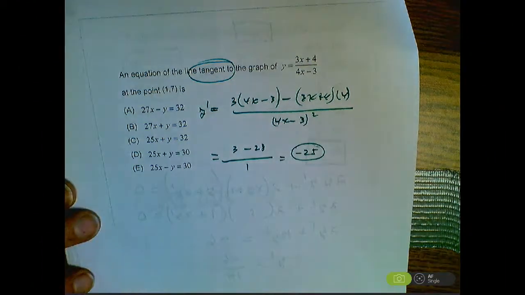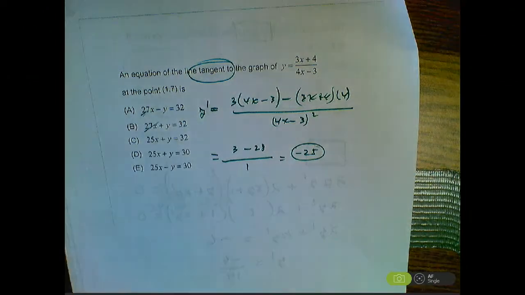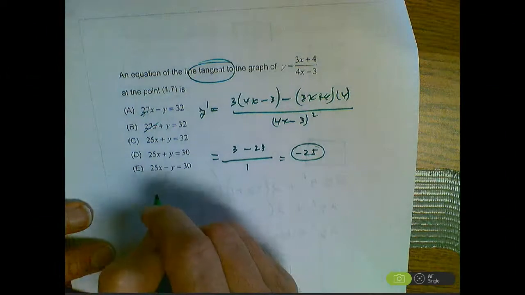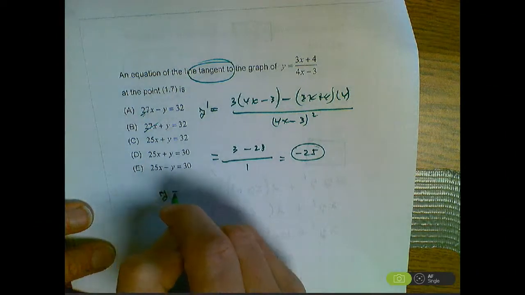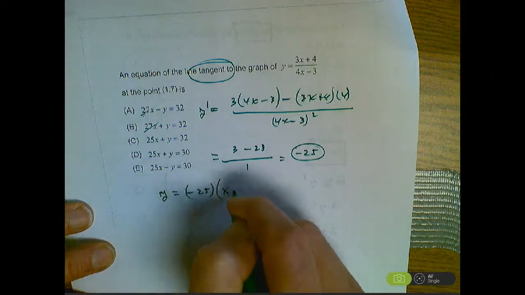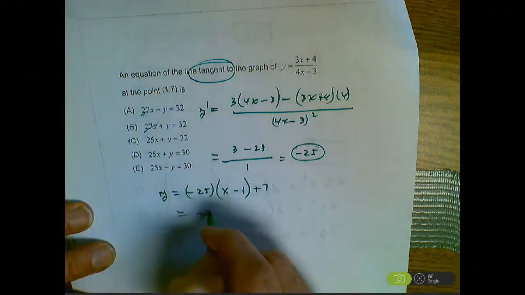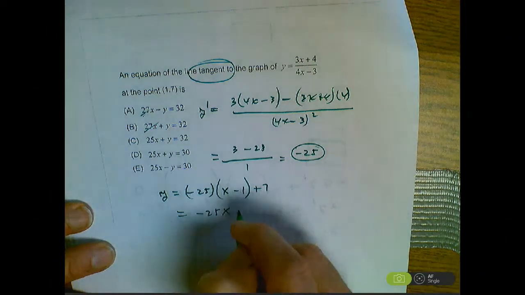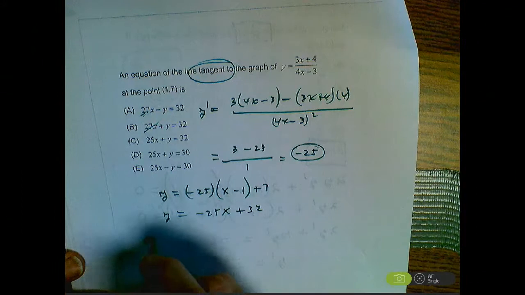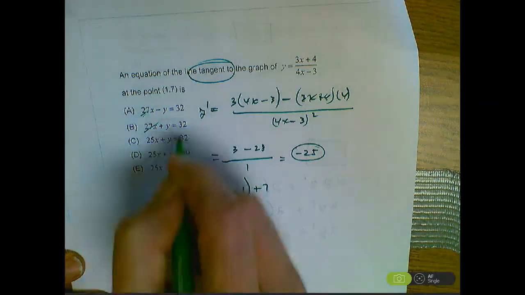Okay, so obviously, like Zach, you mentioned earlier, we could probably eliminate the 27s for the x. Because now we're going to find that y is equal to negative 25 times x minus 1 plus 7, which equals negative 25x plus 32. If I just bring the 25x to this side, I get 25x plus y is equal to 32. Answer C is what we want.